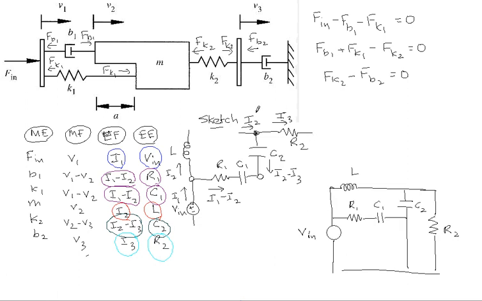With the sketch of the circuit, it allows us to construct the final analogical electrical circuit which has the elements included. It's quite easy to see that there are three meshes, I1, I2 and I3, and again they are associated with three mechanical equations of motion.